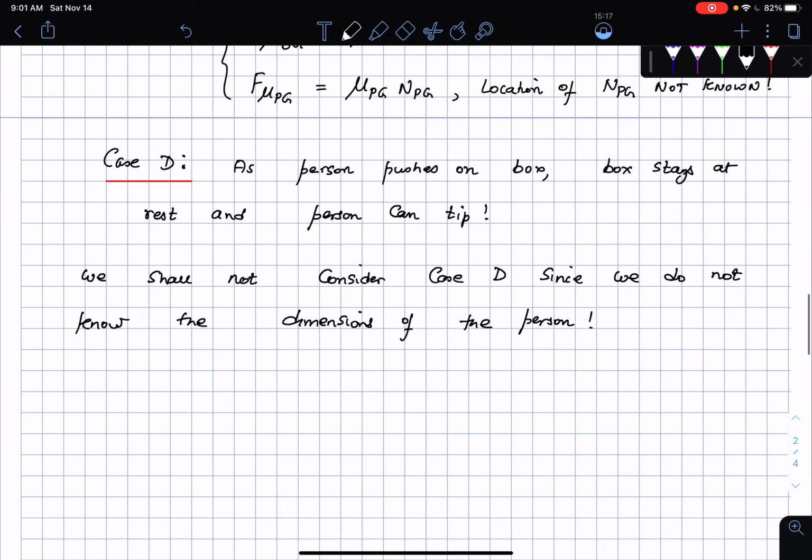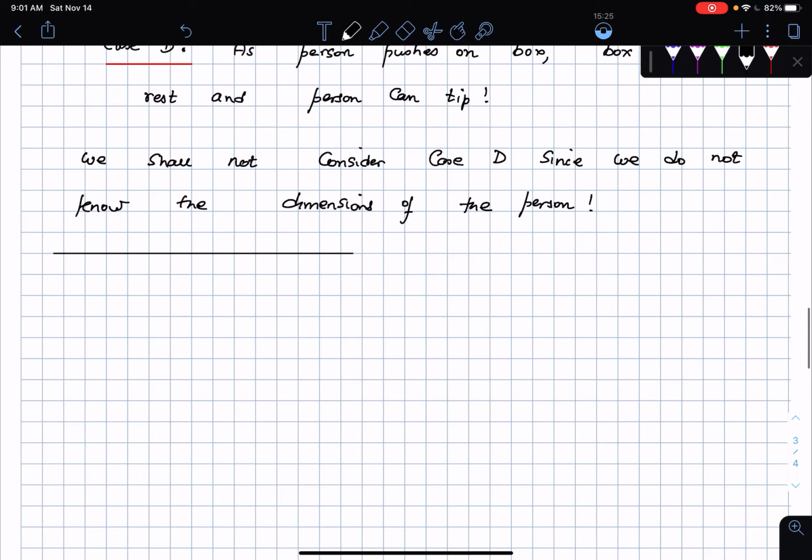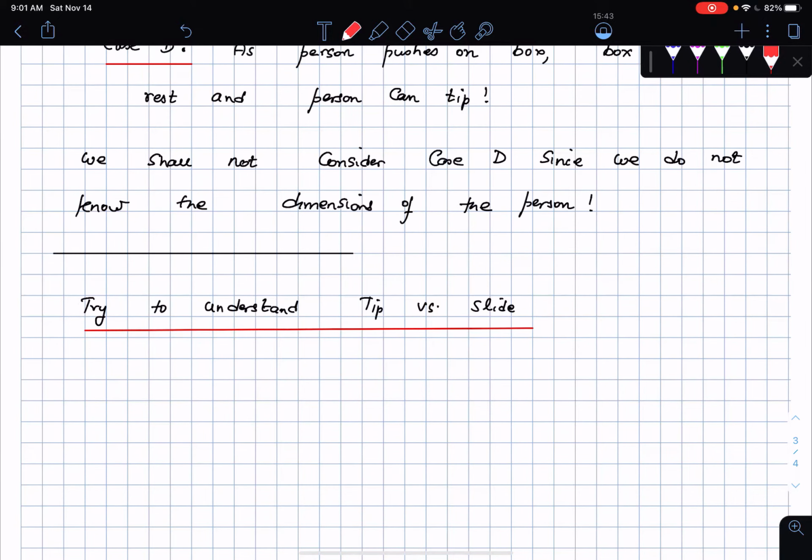Alright, so we have some heavy lifting to do in this problem, as you can see. How to solve this problem? First of all, we need to understand what it means to tip versus slide. That is the first thing that we're going to be doing.